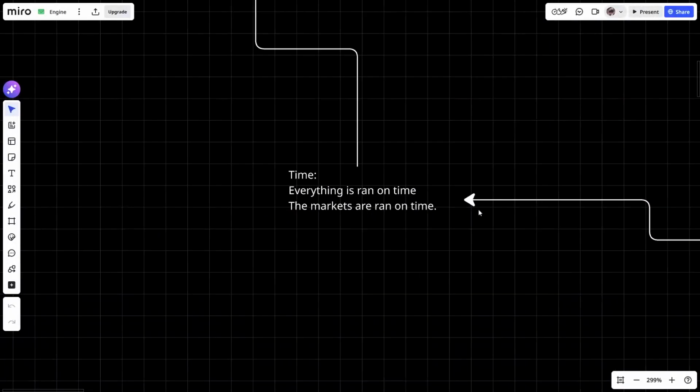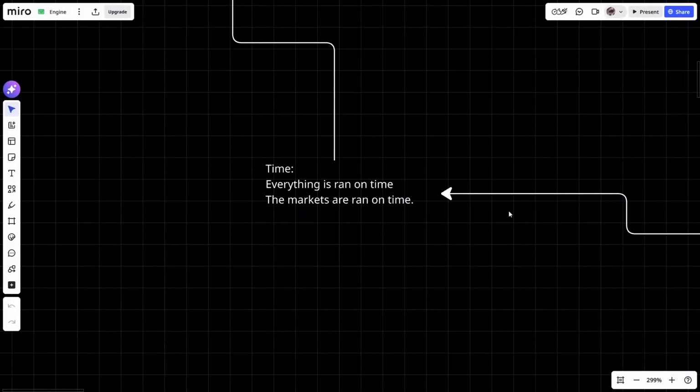Before we get into candles, you have to first understand some theories. And these theories aren't just theories, they're facts, but they're more like things that you need to know on paper, things that you need to have in your head. One of the principles that the market is ran by is time. Everything is ran on time, and the markets are ran on time.